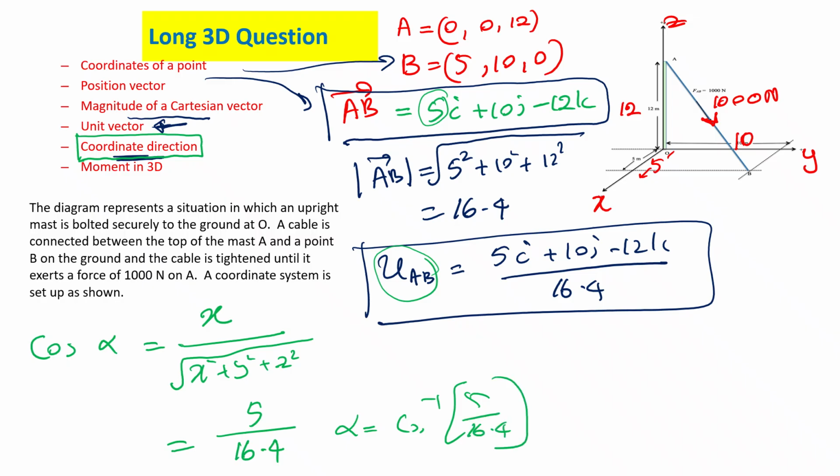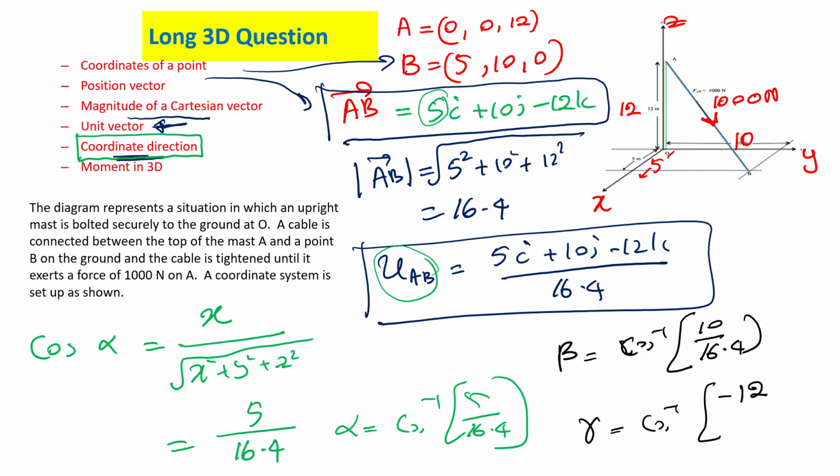If you want to find beta, beta will be cos inverse of 10 divided by 16.4. Gamma will be cos inverse of negative 12, okay? Negative 12 divided by 16.4. So you can find alpha, beta, gamma.